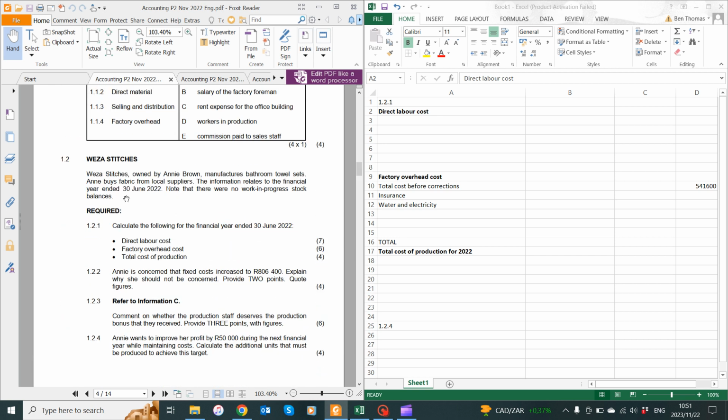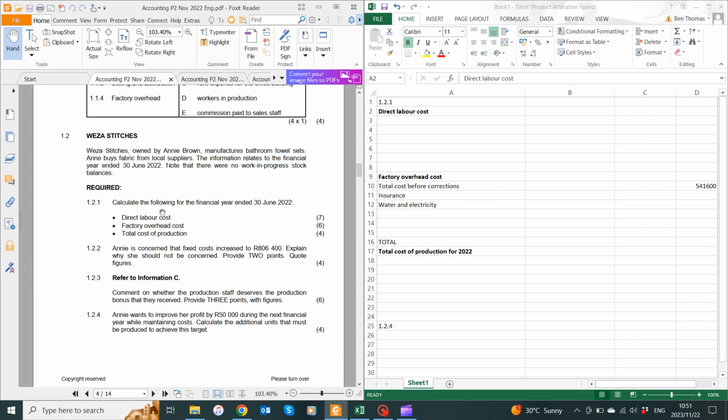We're dealing with Weza Stitches, owned by Annie Brown, which manufactures bathroom towel sets and buys fabric from local suppliers. The information relates to the financial year ended 30th June 2022. Note that there were no work in progress stock balances. The required part is to calculate the following for the financial year ended 30th June 2022: direct labor cost, factory overhead cost, and total cost of production.